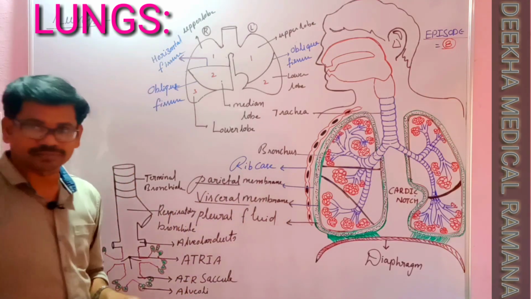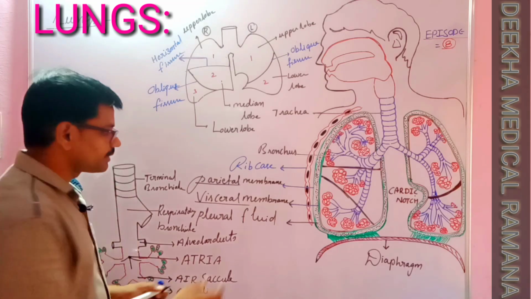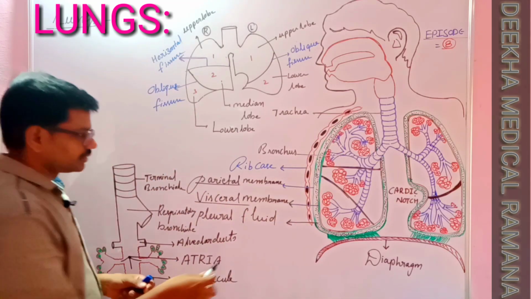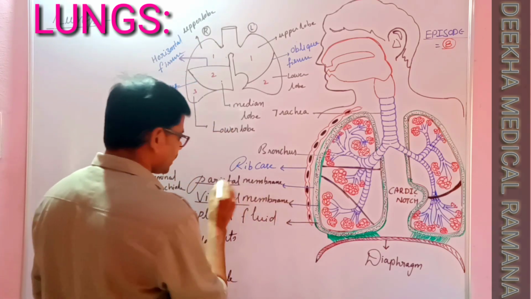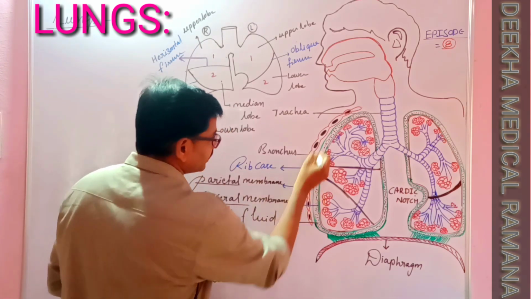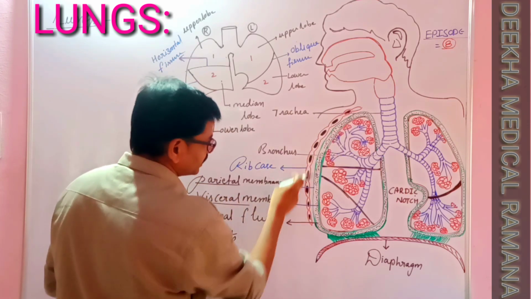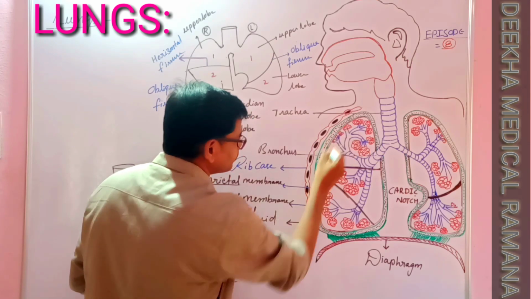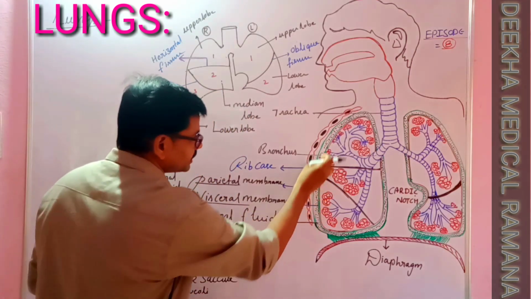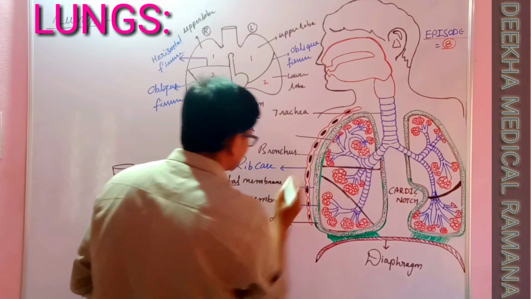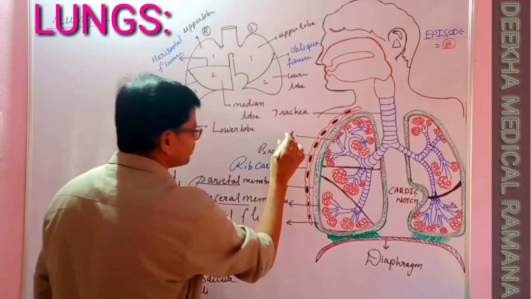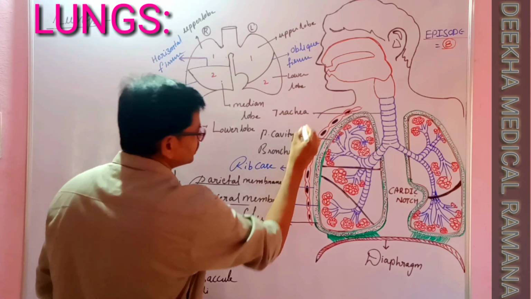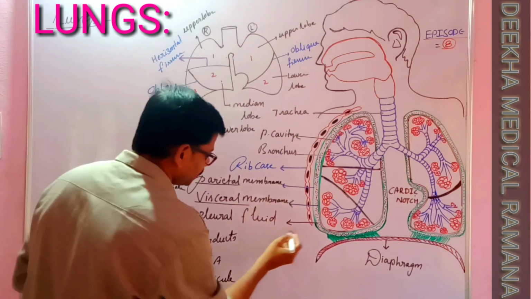The parietal membrane is in very close contact with the surface of the thoracic lining, right? That means this is the parietal membrane, very close to the thoracic lining. Next, the visceral membrane is very close to the lung surface, right? There is a space present between both membranes, between the parietal membrane and the visceral membrane, and it is called the pleural cavity. What is that? The pleural cavity. This pleural cavity is filled with pleural fluid.